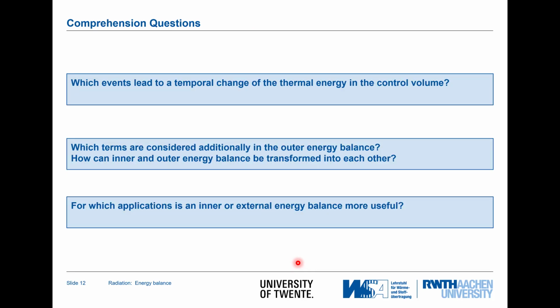Now the comprehension questions are: which events or what leads to a temporal change of thermal energy in the control volume? Which terms are additionally considered in the outer energy balance? Can we transform the inner and the outer energy balance into each other? And when or for which applications is the inner or the external energy balance more useful?